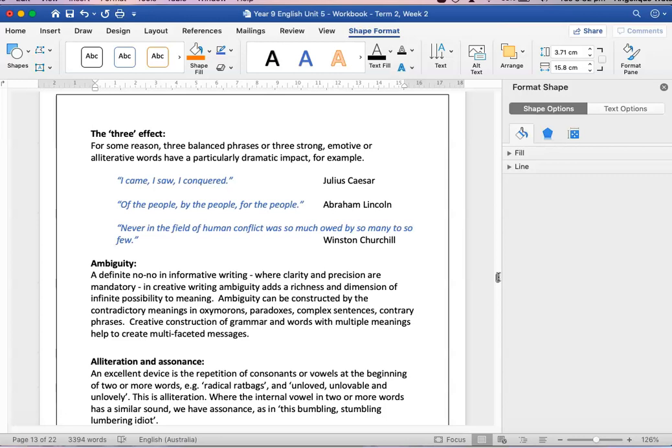Creative construction of grammar and words with multiple meanings help to create multifaceted messages. Multifaceted messages means messages that say one thing but mean another or imply something, and they have you feel and understand things on very many levels. Okay?